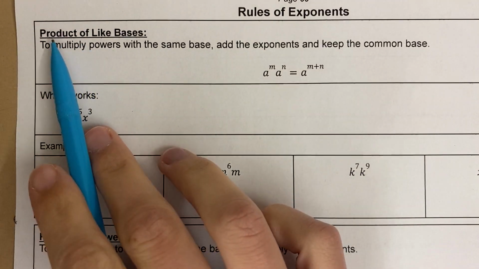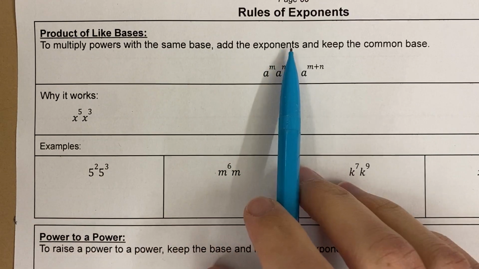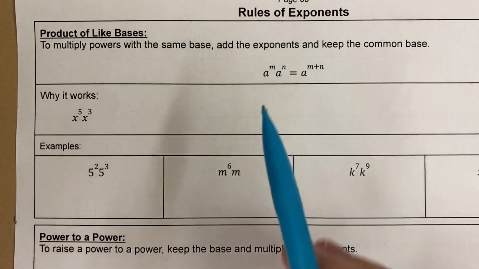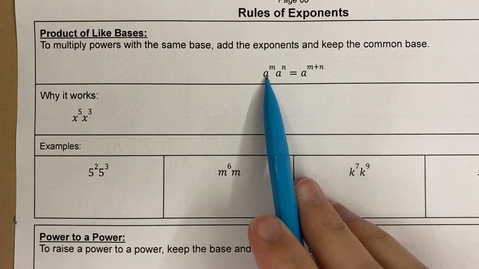Here's our first rule. Product of like bases. To multiply powers with the same base, add the exponents and keep the common base. What does that mean? The base is this number. This is called the exponent, and this is the base.